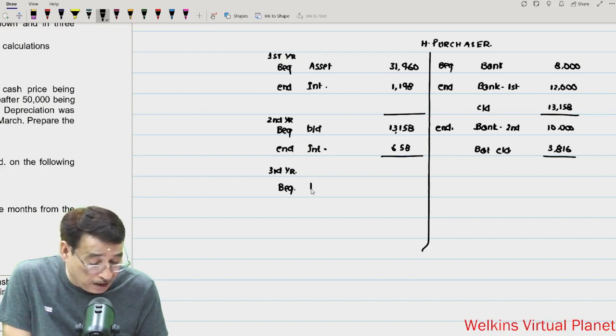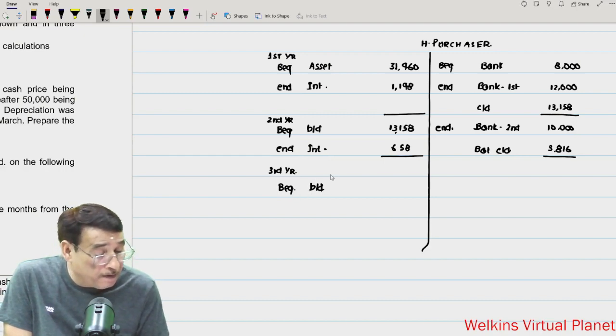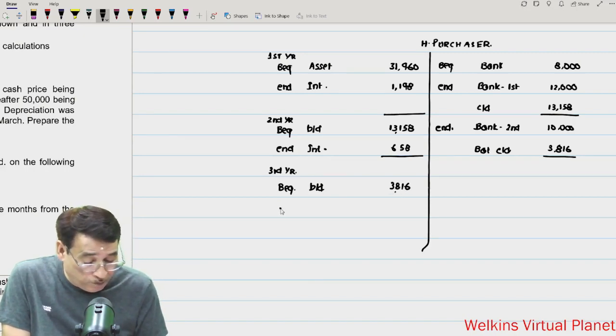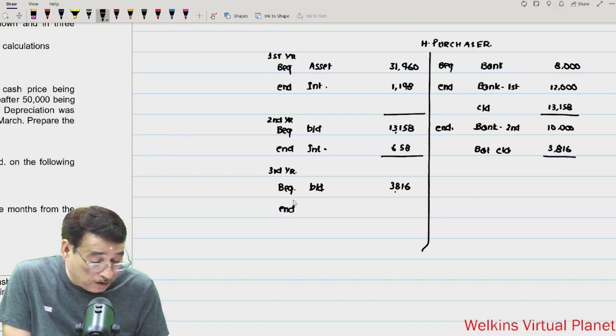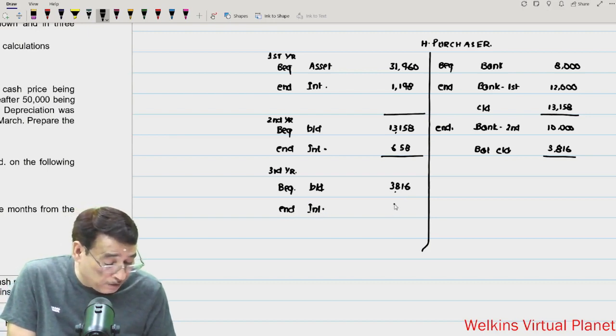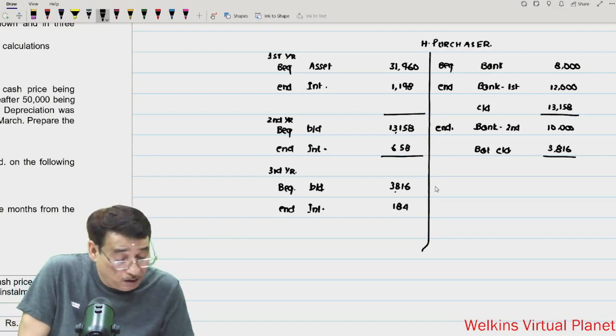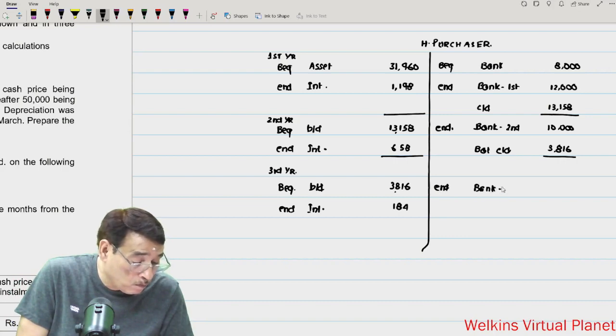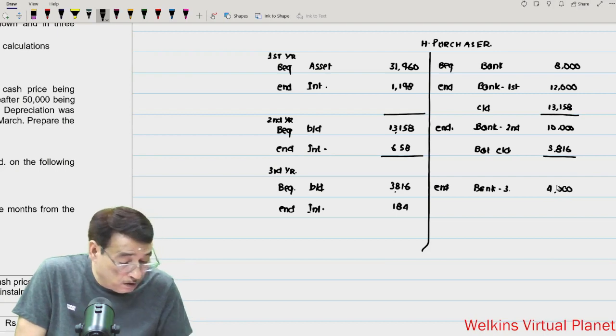In the beginning, balance brought down, we shall write the balance brought down is 3816. Then we will reach the end of the year and we are going to pass the entry for interest due. The entry will be hire purchaser account debit to interest account. Then we are going to receive the final installment, bank account debit. Final installment is of 4,000. So quite obviously now this account will get closed.